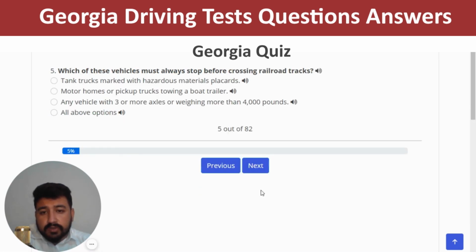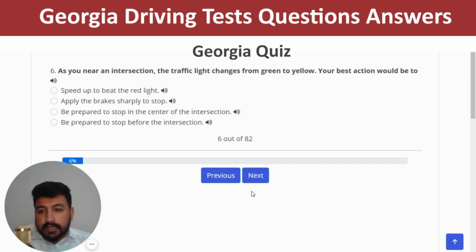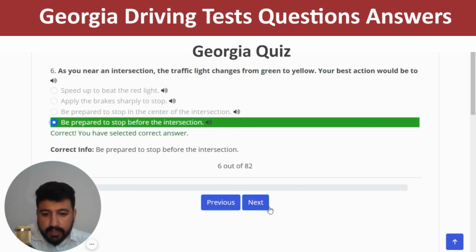Which of these vehicles must always stop before crossing railroad tracks? The right answer is tank trucks marked with hazardous materials placards. So I'm going to click on the first option, correct, and next. The sixth question is, as you near an intersection, the traffic light changes from green to yellow. Your best action would be to... The right answer is be prepared to stop before the intersection. So last option should be the right one, correct, and next.